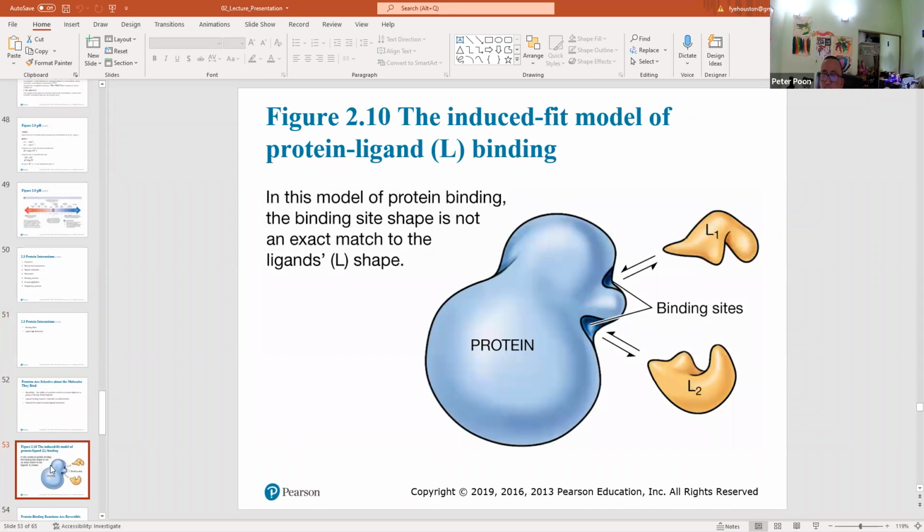So let's talk about what binding sites are. Okay, so this is a protein. A protein will have a site that binds to things, and the things that bind to it will be called ligands.